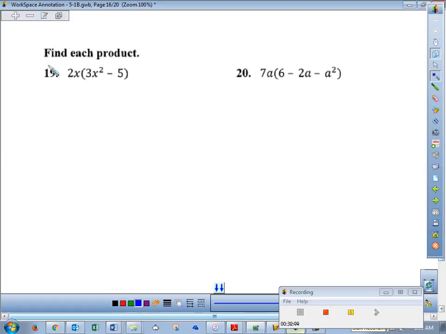Please tell me what we will do here to take 2x times that binomial. What's it called? Distribute. But it's been a while. Same concept, numbers times numbers. 2 times 3 is 6, but then you got to take x's times x's. X squared times x is x to the 3rd. Nice? Then you take 2x times negative 5 and get negative 10x.